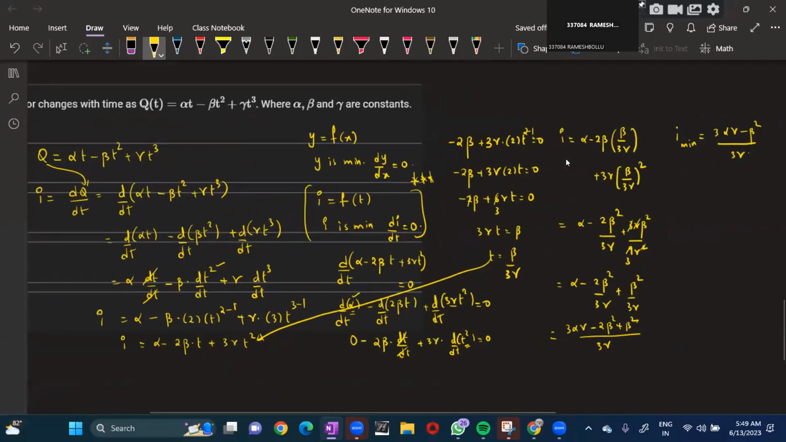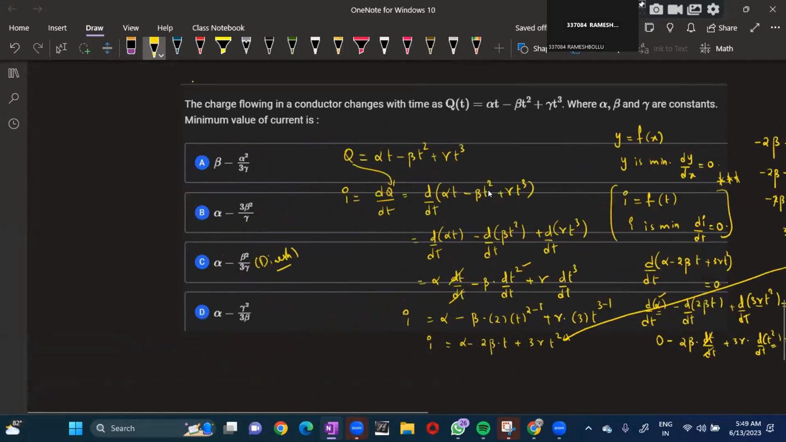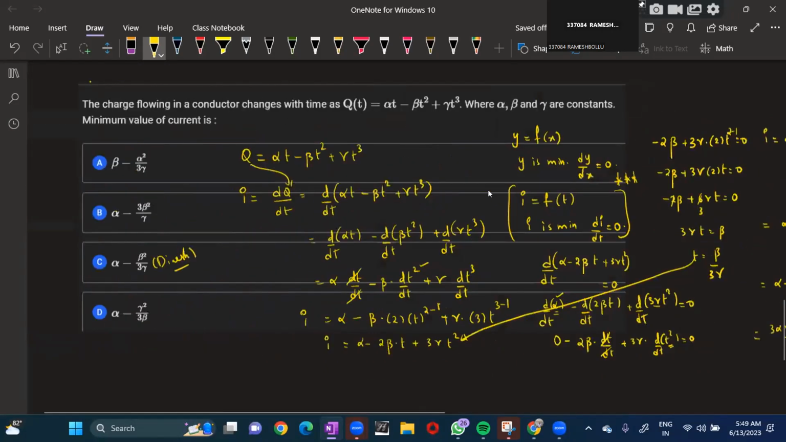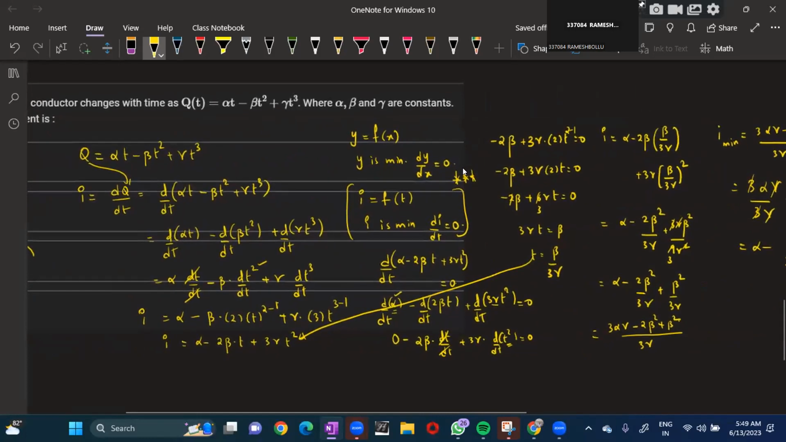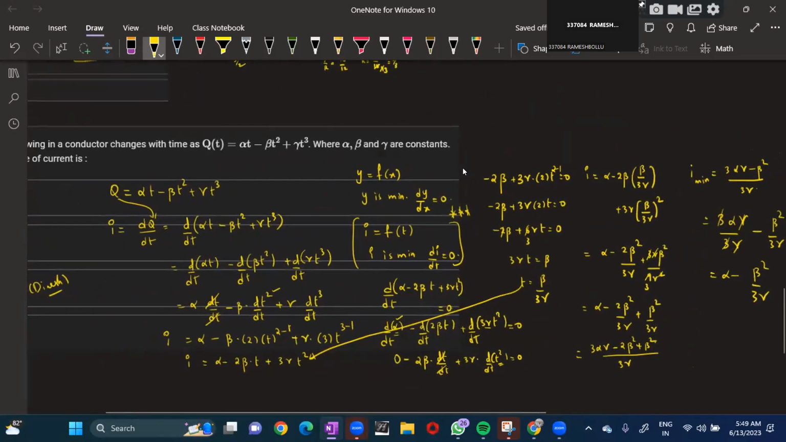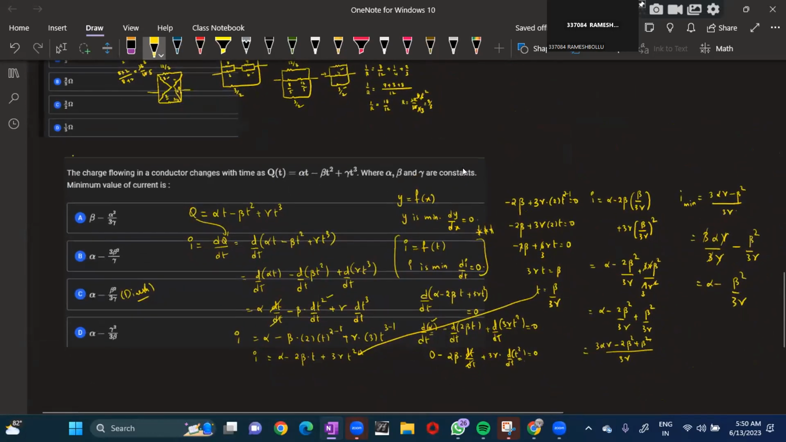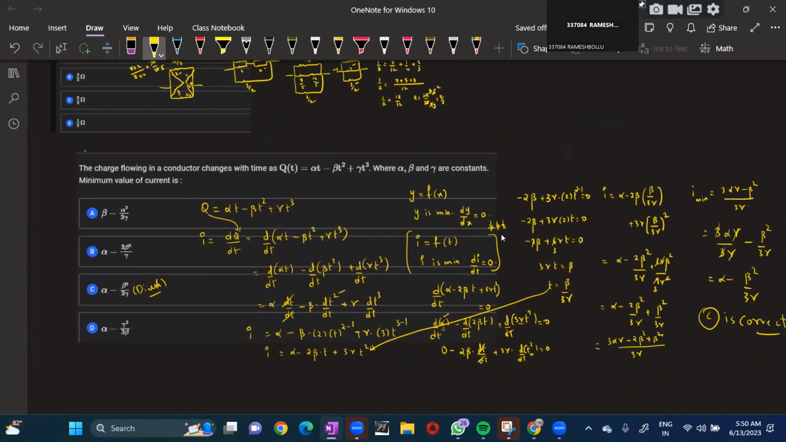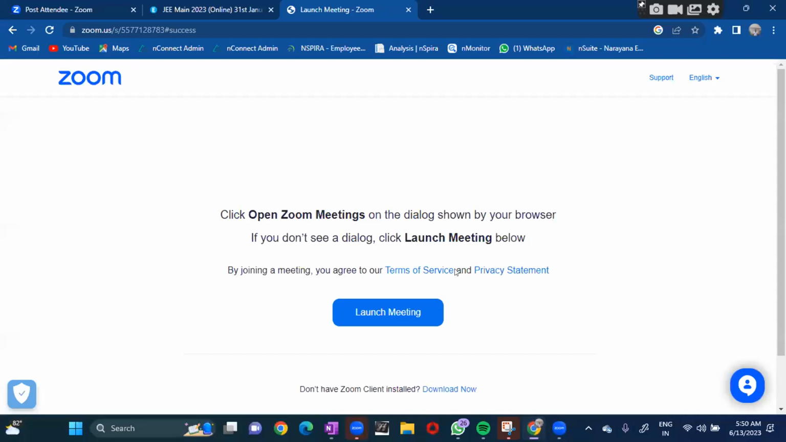Okay, so you have to write separate terms. 3 alpha gamma by 3 gamma minus beta square by 3 gamma. The 3 gamma cancels out. So alpha minus beta square by 3 gamma is your answer. So which is the right option, tell me? C is the right answer. Understood, everyone? Very simple problem, but that minimum condition you have to remember.